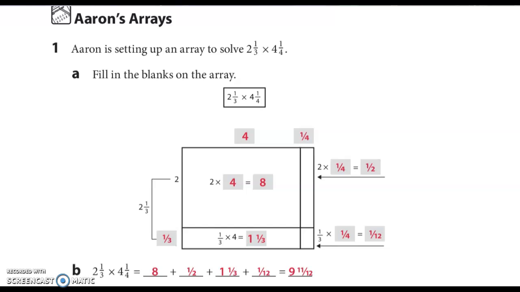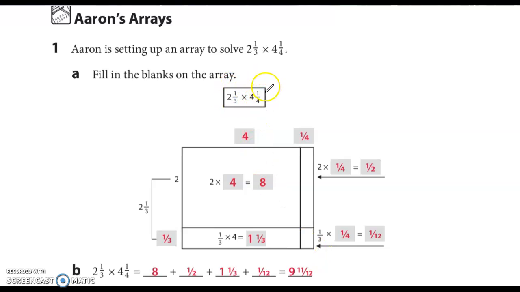We're on page 248 in your Bridges books, Aaron's Arrays. Yesterday, you learned a strategy for how to multiply mixed numbers by turning them improper. And you can see on this page, they are using our first strategy, which means making an array. So what I'm going to do is go through the answers with you using the array, and then I will show you how to do it, turning them improper.